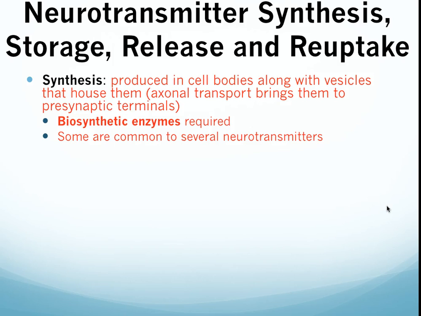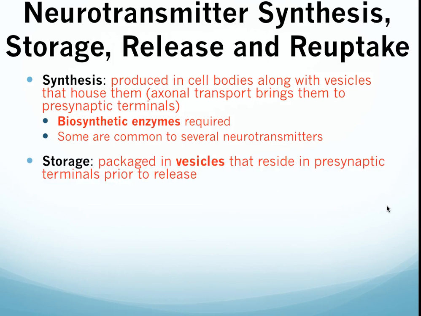So in order for neurotransmitters to get made, though, they always start out from some very, very important precursors, and biosynthetic enzymes are necessary to actually catalyze the conversion of these precursors into the actual neurotransmitter. And some of these important precursors are necessary to make several different types of neurotransmitters, and we're going to see that in a minute as well.